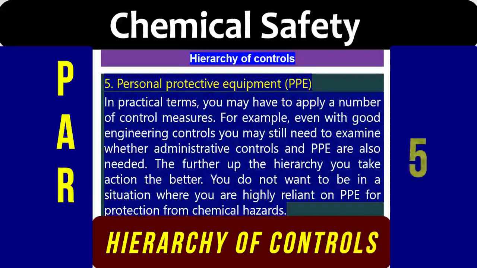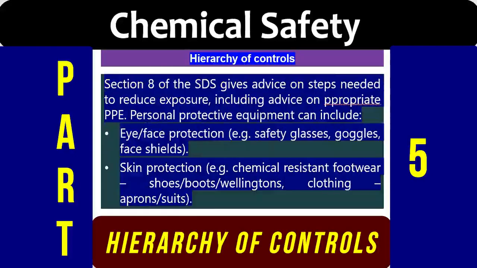In practical terms, you may have to apply a number of control measures. For example, even with good engineering controls, you may still need to examine whether administrative controls and the personal protective equipment are also needed. The further up the hierarchy you take action, the better. You don't want to be in a situation where you are highly reliant on PPE for protection from chemical hazards. If you think PPE is a replacement for elimination, you are totally wrong. Your concept is not clear.